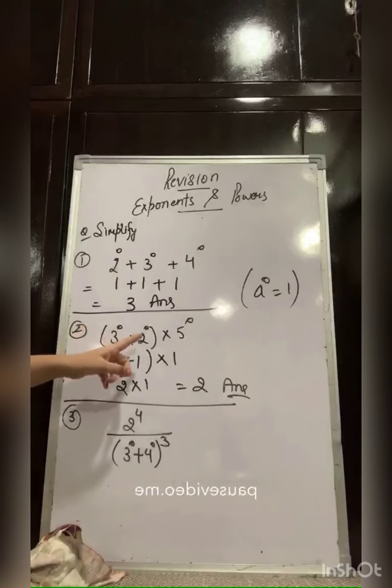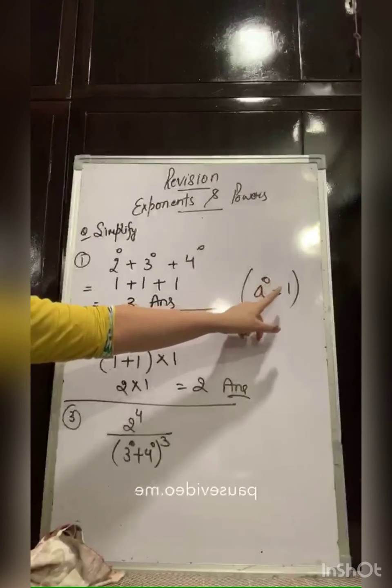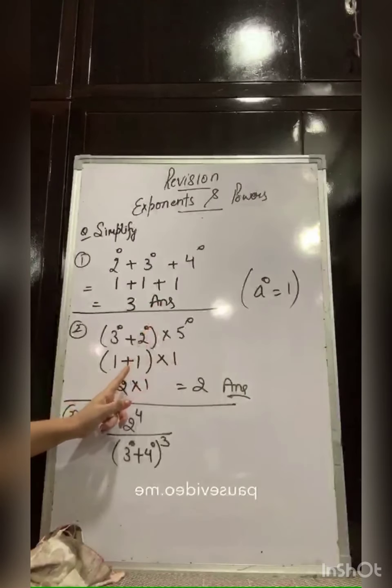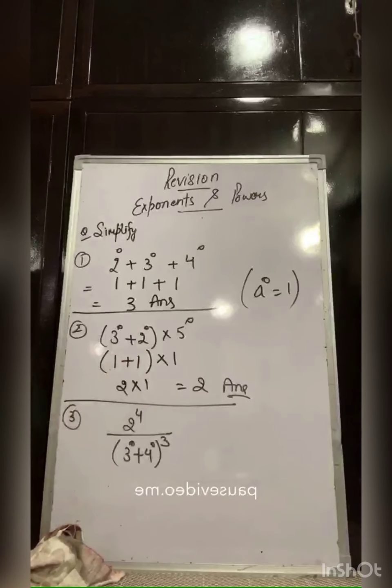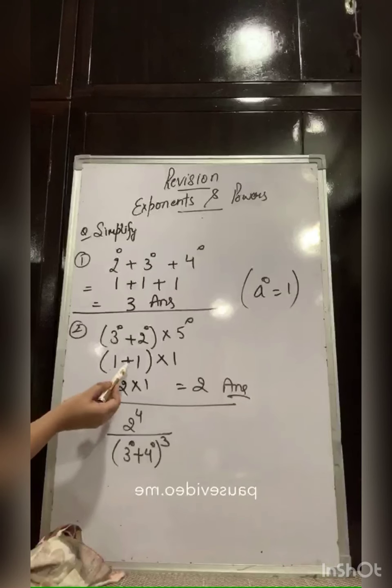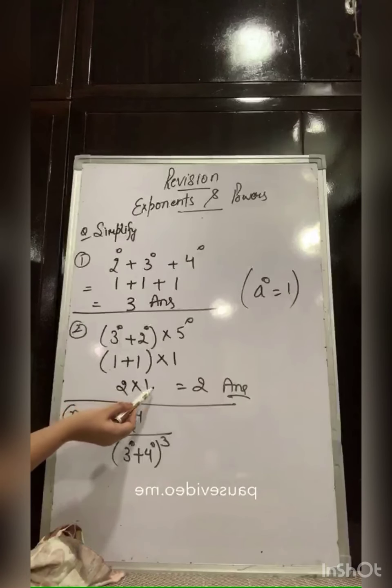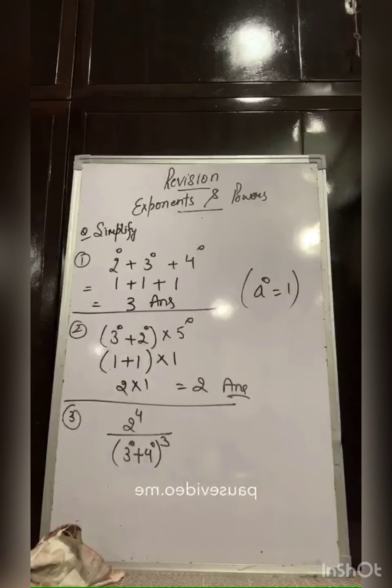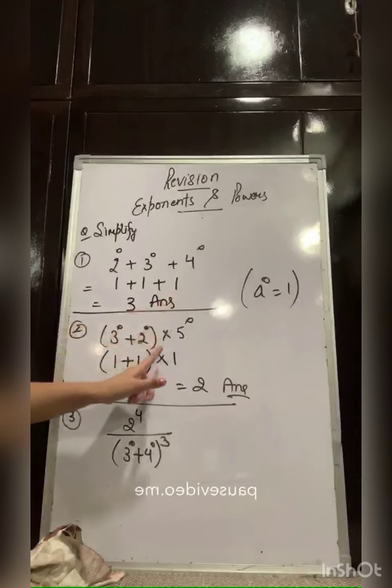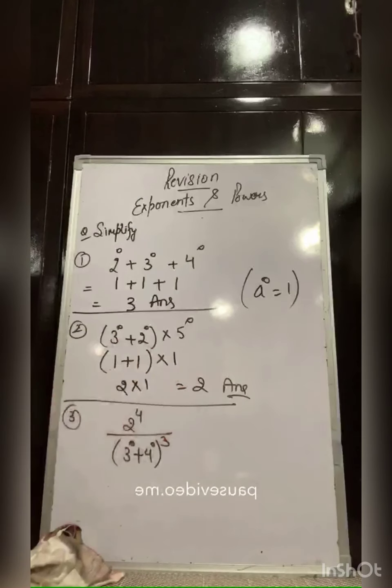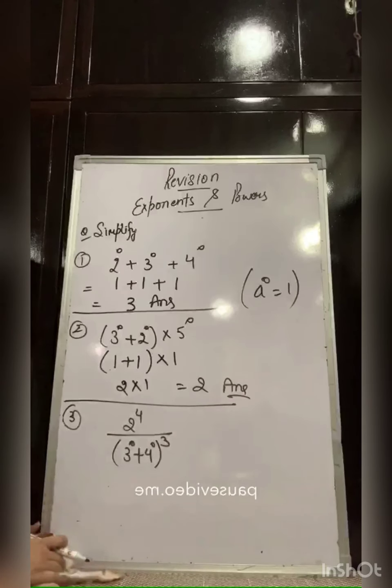After applying this law that anything raised to power 0 is 1, you have to see what mathematical operations you are having. Like here we had 1 plus 1, it became 2. 2 into 1 is 2. So after applying this law, you have to perform the operations, whatever is given in the question. Now see this question number 3.